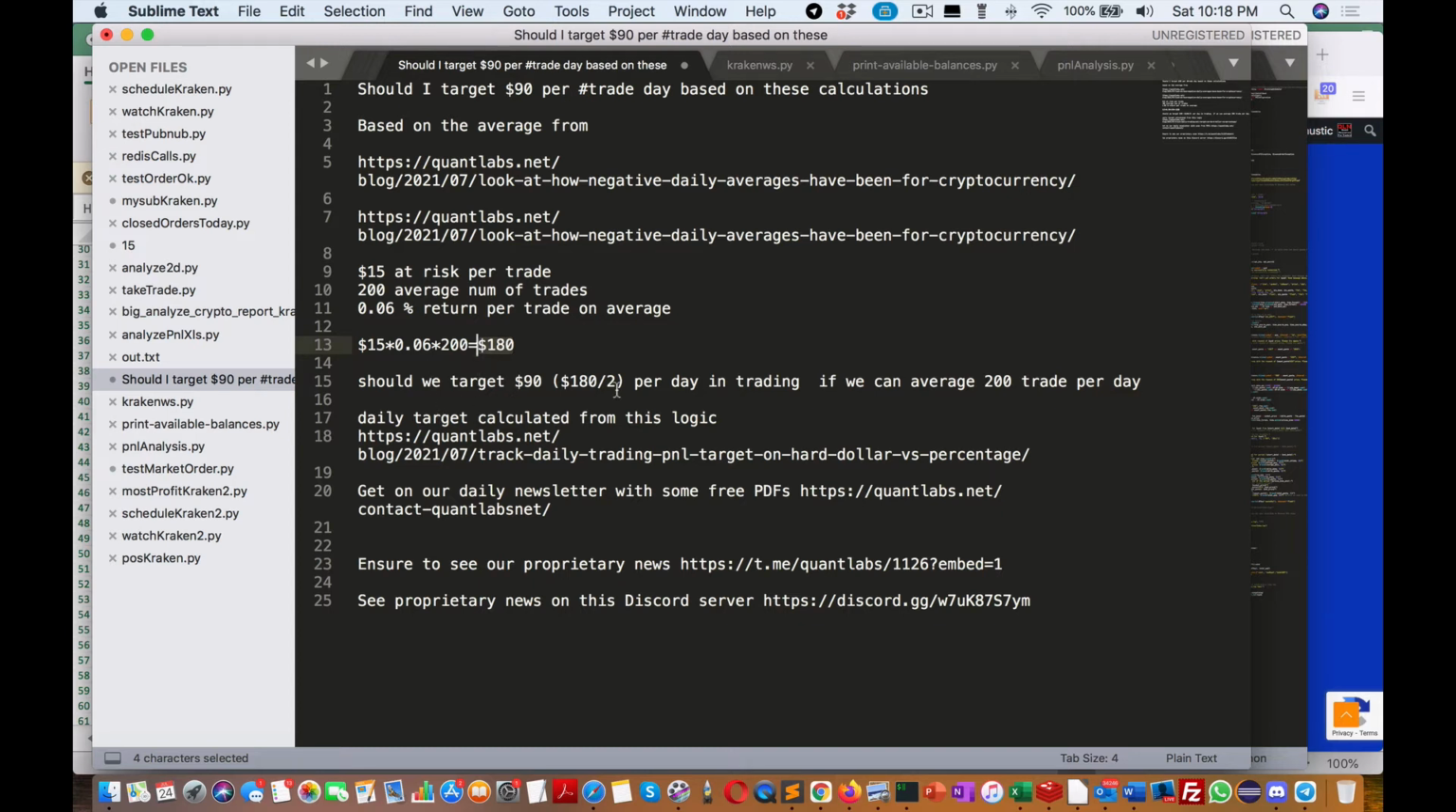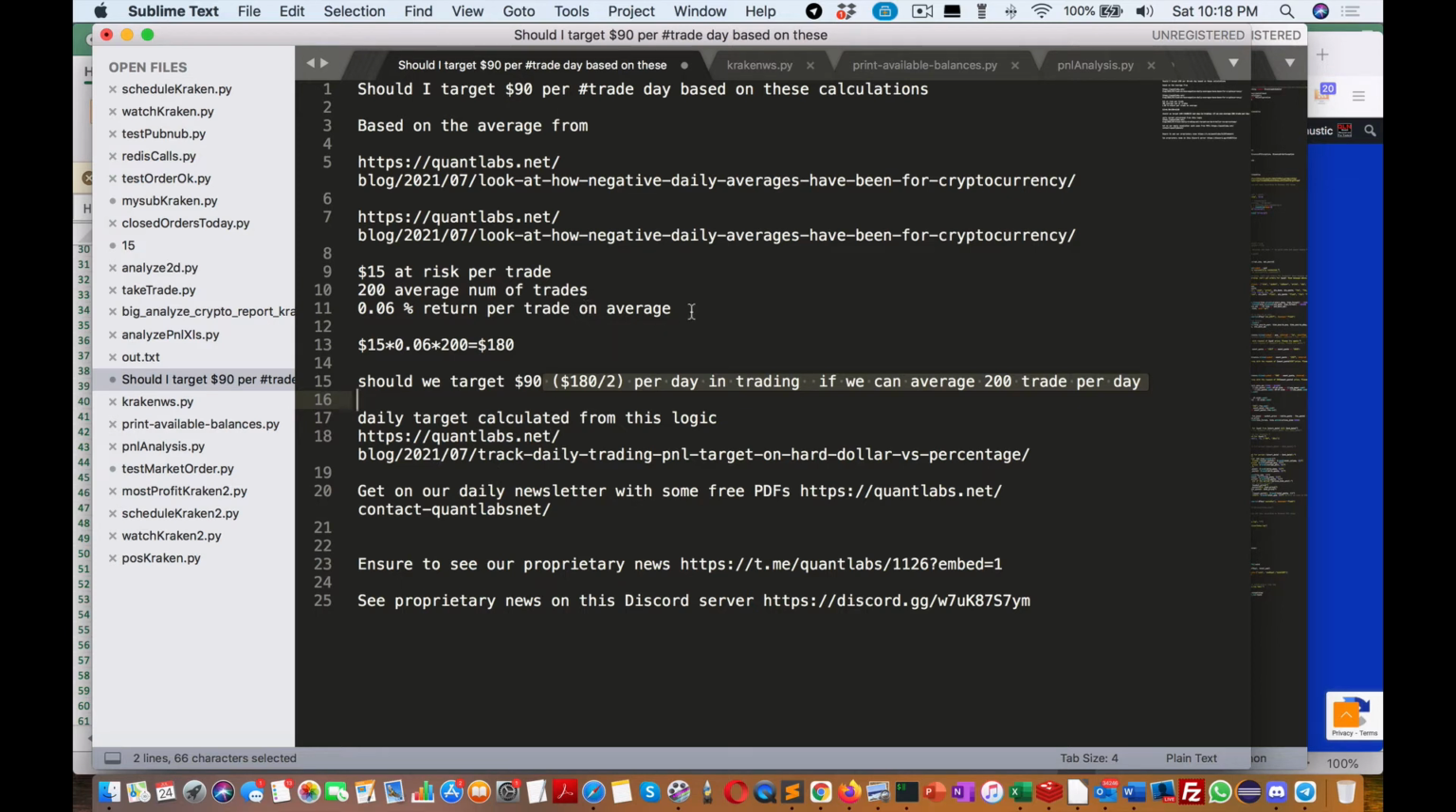So then I thought, every time I see something that's calculated, most professional traders will divide that in half. So if I take the 180 divided by 2, and if I'm averaging 200 trades per day, is it safe to say I could set that hard dollar target of $90? So just wanted to put that out there.